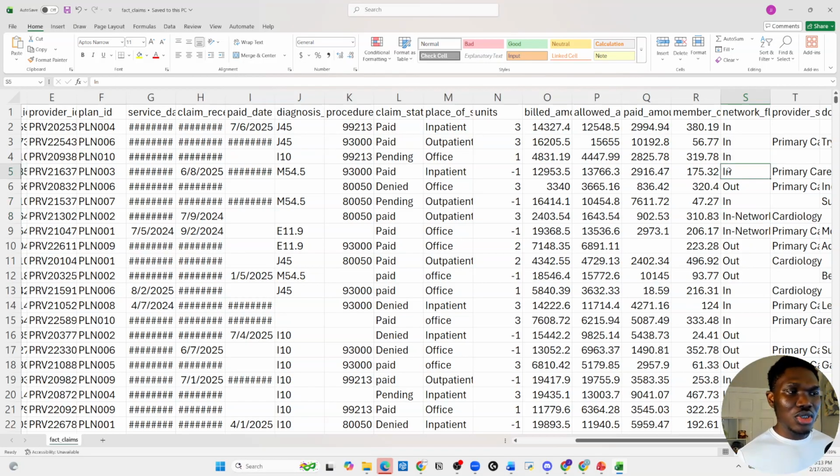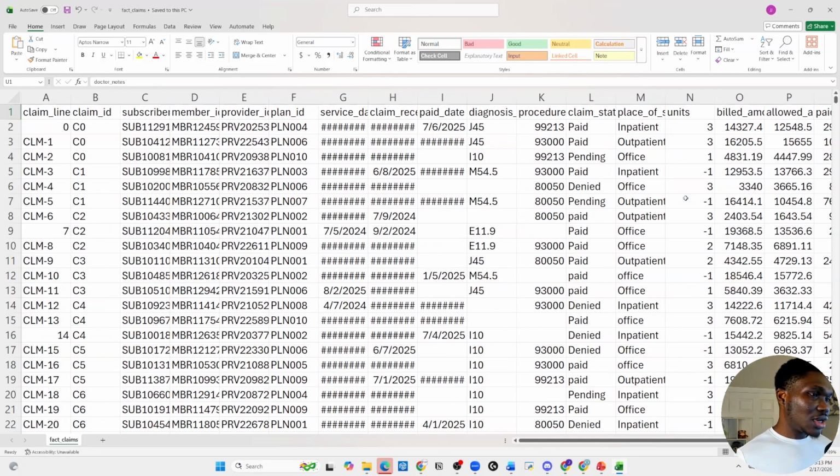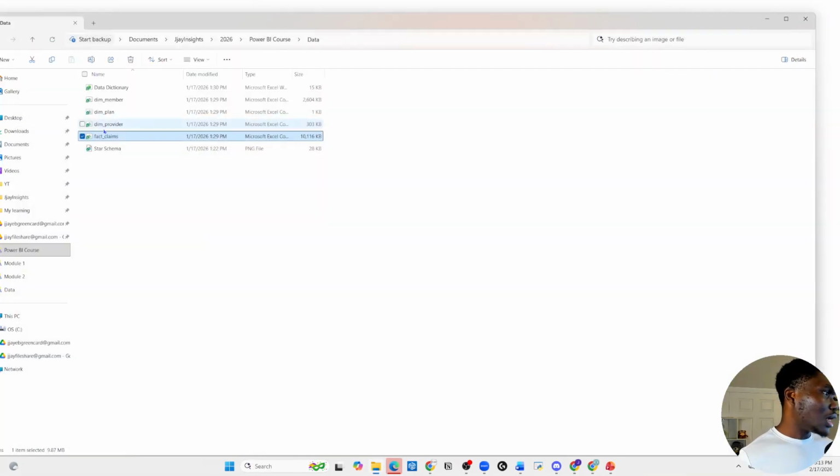So if you are going to use "in", we have to use "in" or true. If you are going to use "in network", we have to use "in network" also, or true. It could even be case sensitive for some types of analysis software. So this is the provider specialty, and this is the doctor notes, and that's that about that. So let's move on to the other data set that we have.